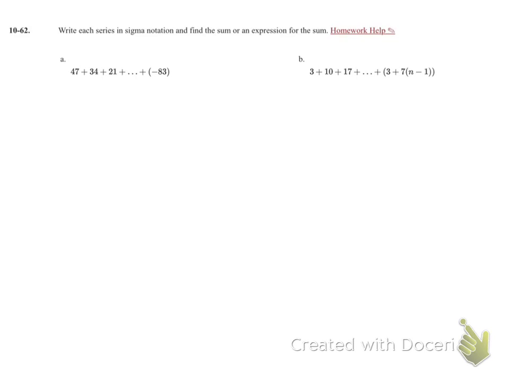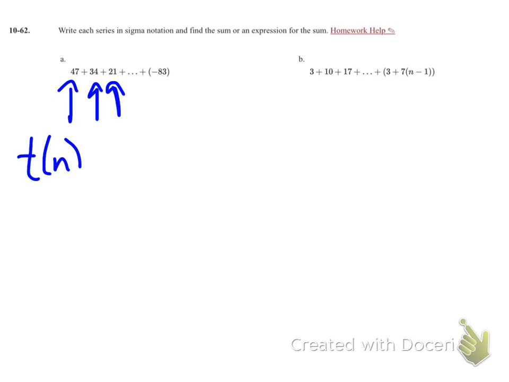Okay, problem 62, we are taking a look at a couple of different series. There are two things we want to do for this. First, I want to write it in sigma notation, and we want to find the sum. So, the first one here, first term is 47, next term is 34, and then 21. So it is actually decreasing by 13 each time.